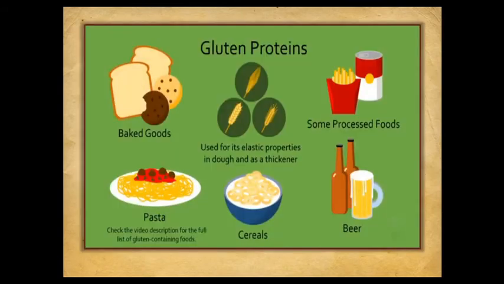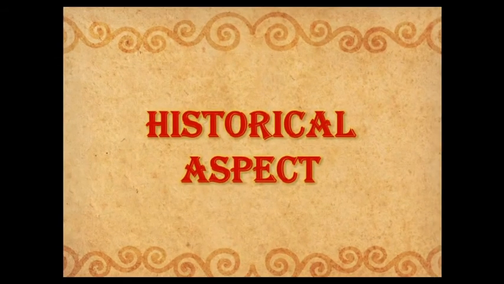As we said, gluten is a protein found in wheat. Gluten is used for its elastic properties in dough and as a thickener. That's why it's found in baked goods, pasta, cereals, beers as barley water, and even in some processed foods like French fries and canned soups. Now we will take a historical look at the disease. Do you know that celiac disease is a very ancient disease?